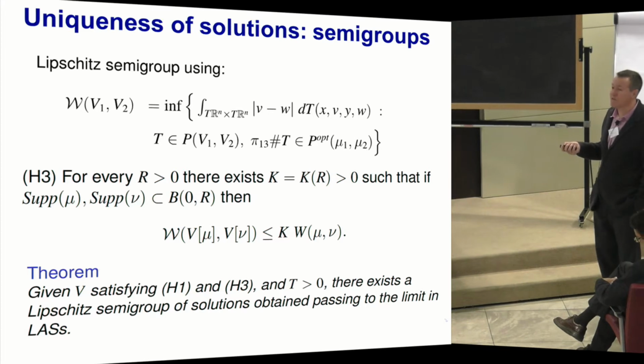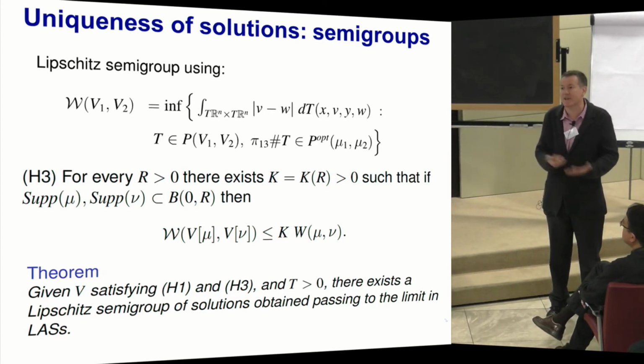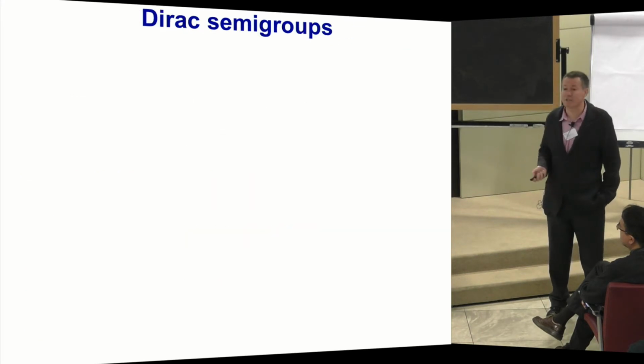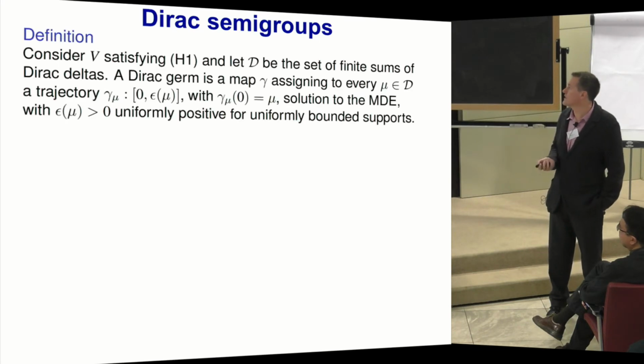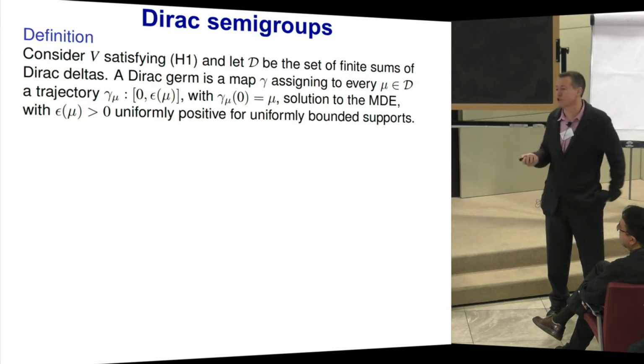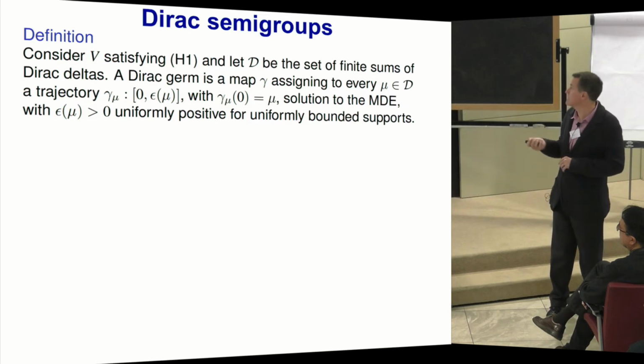So at least we have some form of uniqueness in the sense that we can isolate solutions that depend nicely on the initial data. But we can indeed isolate also a semigroup if we somehow prescribe how solutions to finite sums of Dirac masses should look like. So the idea is the following. We call Dirac germ essentially a map assigning a small time evolution for finite sums of Dirac masses.